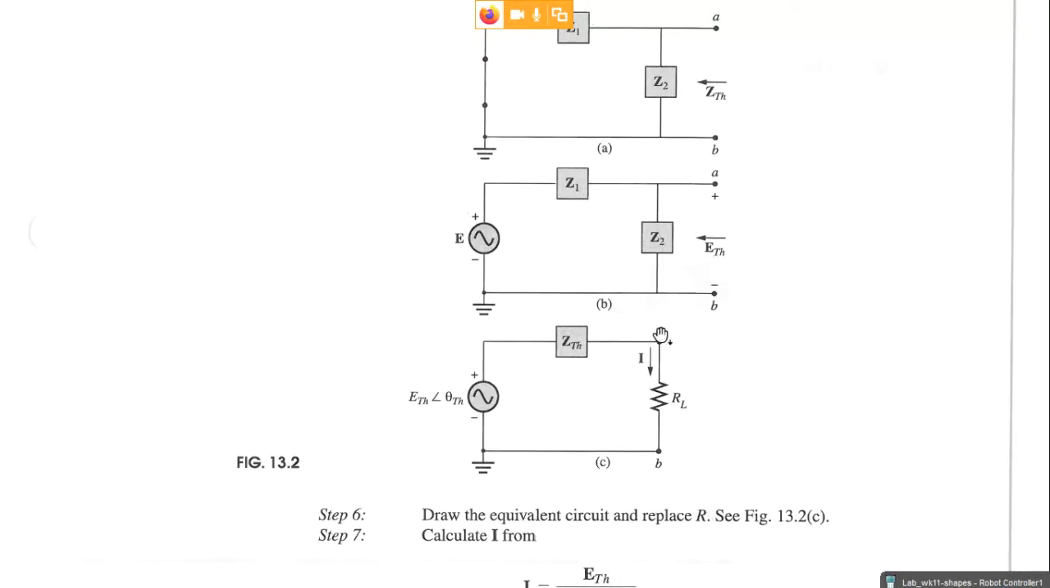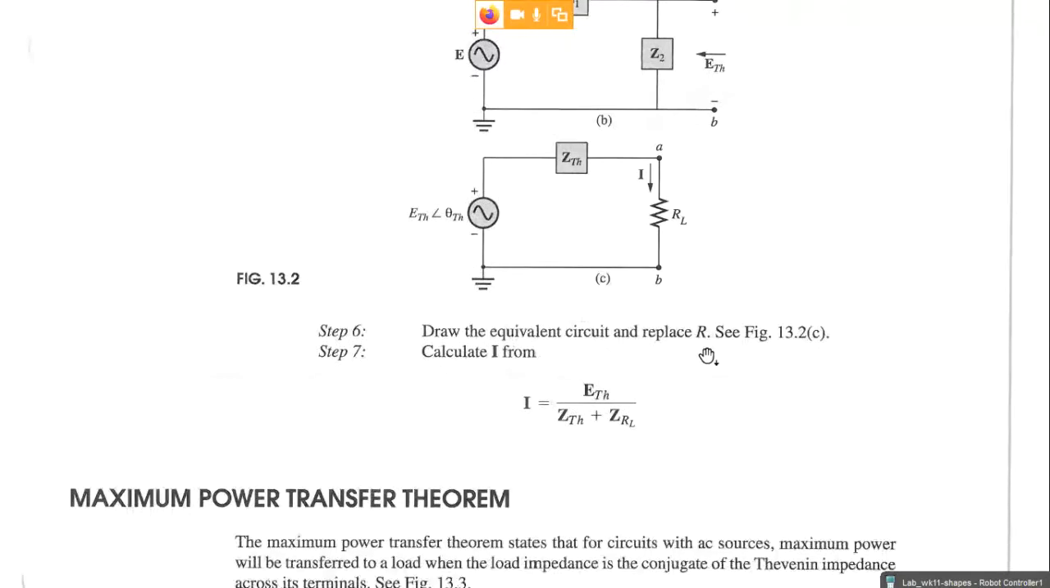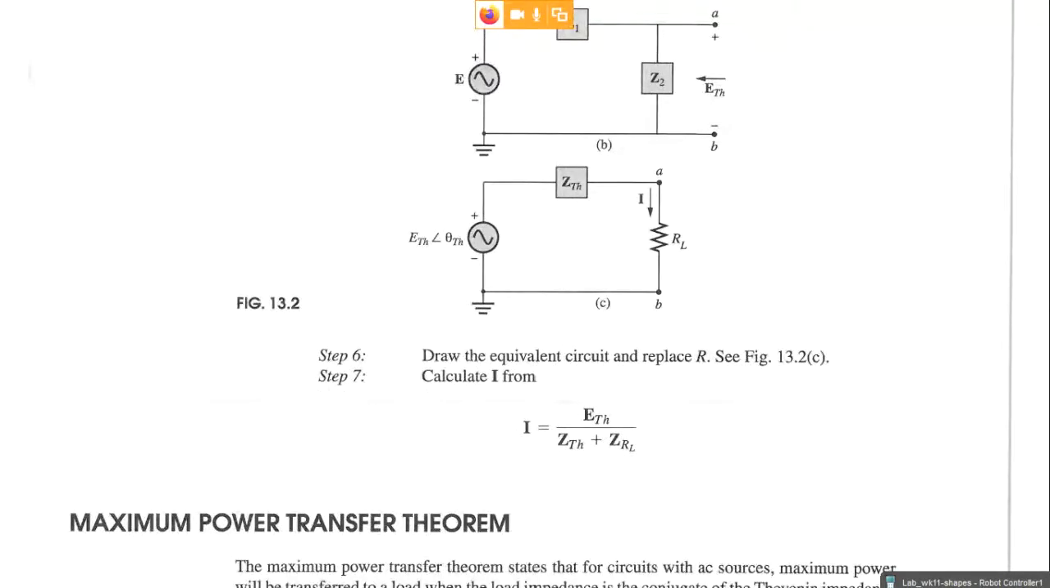And then now we can apply impedances at terminals A and B, and we can then do studies on that and find out, well, what is the optimal resistance? What is the optimal reactance within that circuit? Okay. And so that's what we're going to do here.